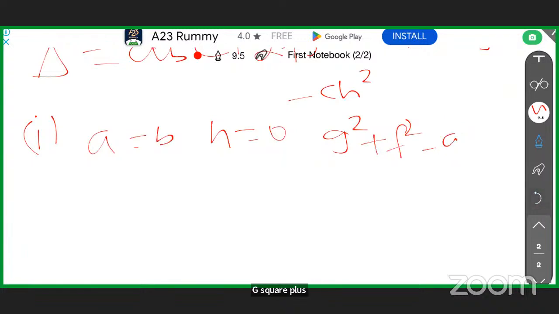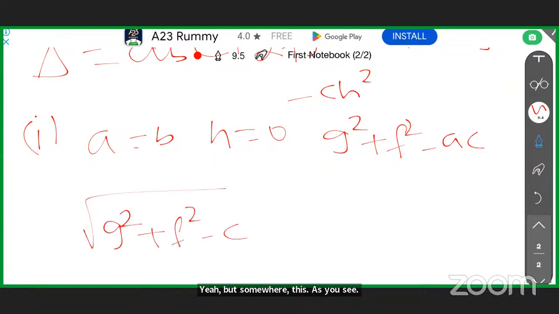G square plus F square minus AC. Where have you heard this AC or C somewhere? Have you heard somewhere like this? Root of G square plus F square minus C. This component, somewhere you have heard. Is it AC or C?